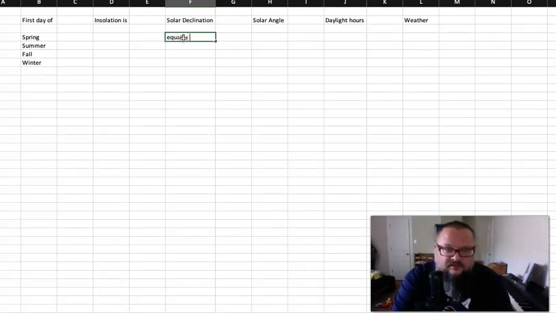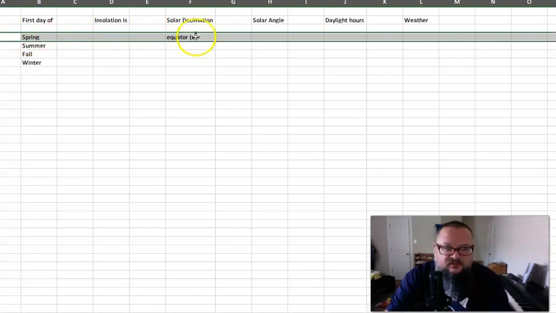Equator. And the equator has a mathematical value. Its mathematical latitude value is 0 degrees. And I don't know how to do the little degree sign, so. And the equator, we don't have to say north or south, do we? Because there's only one equator. So the solar declination on the first day of spring is the equator.